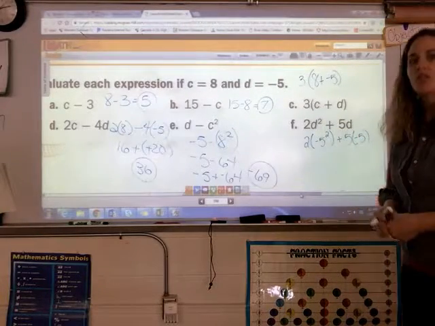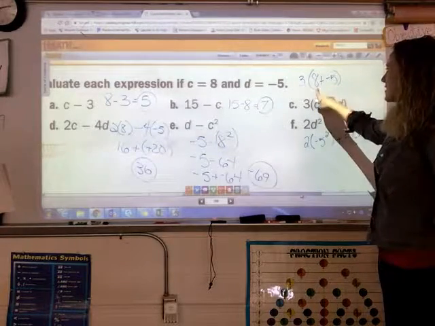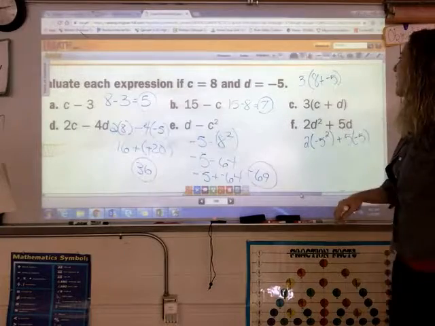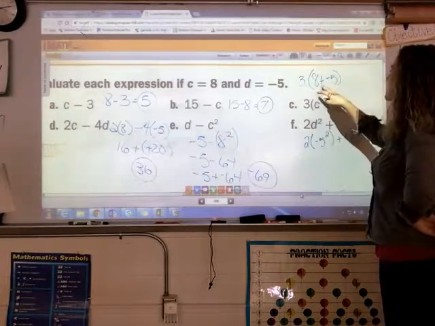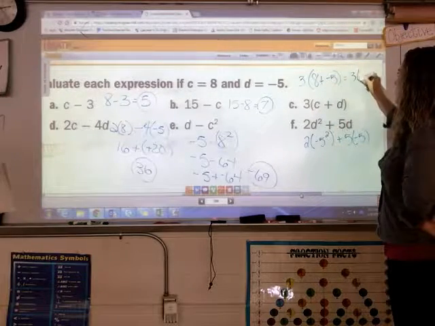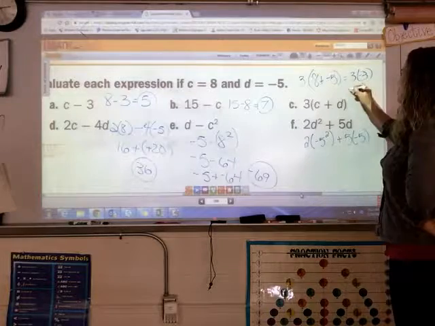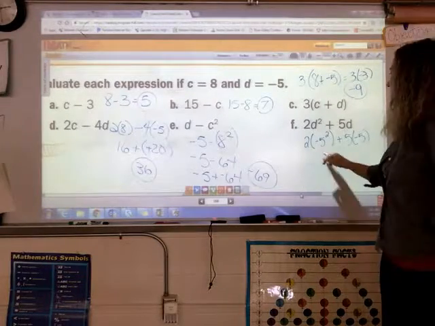All right, as we take a look at letter C, you can see that I've plugged in the values for C and D. C is equal to 8 and D is equal to negative 5. Remember again, please excuse my dear Aunt Sally, so I need to work inside my parentheses. 8 plus negative 5 would be negative 3, so technically I'm thinking 3 times negative 3, which should give me a negative 9.